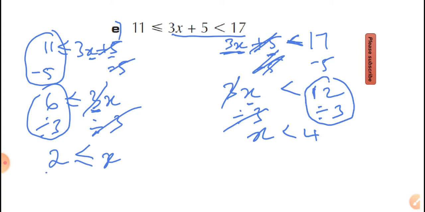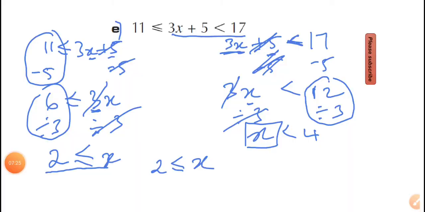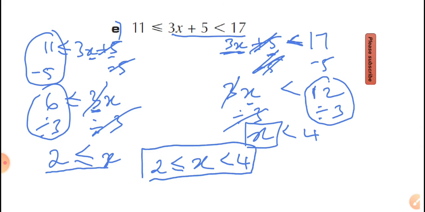So now from this bit here, I knew that x has to be greater than or equal to 2. So copy that down exactly. And on the right hand side, I already have the x, so I just need to copy this bit here down. So x has to be less than 4. So that's the answer to our question. x has to be equal to or greater than 2, but it has to be less than 4.